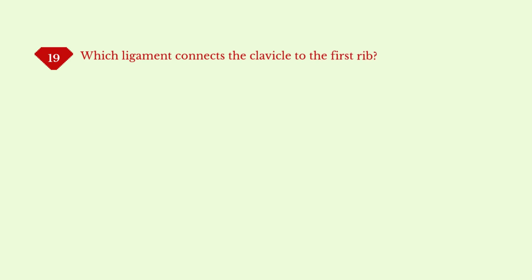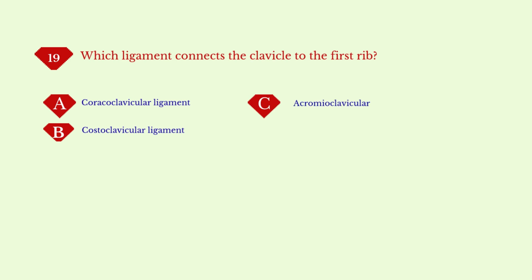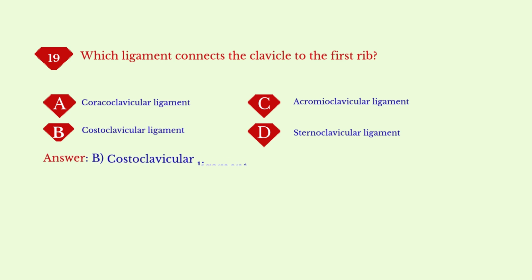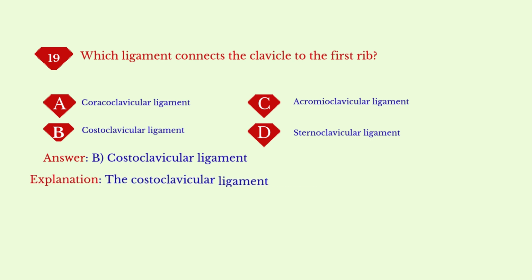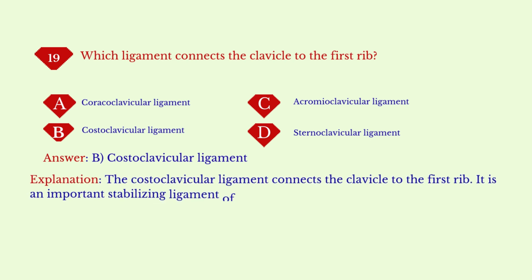Which ligament connects the clavicle to the first rib? A. Corticoclavicular ligament. B. Costoclavicular ligament. C. Acromioclavicular ligament. D. Sternoclavicular ligament. Answer: B. Costoclavicular ligament. Explanation: the costoclavicular ligament connects the clavicle to the first rib.